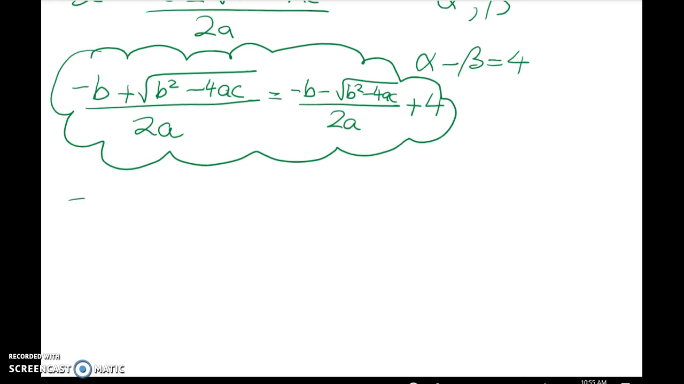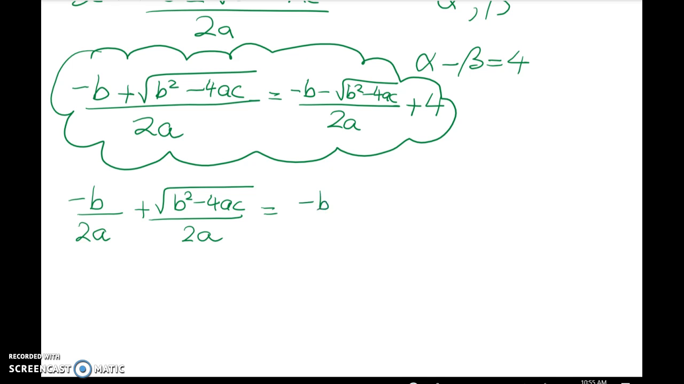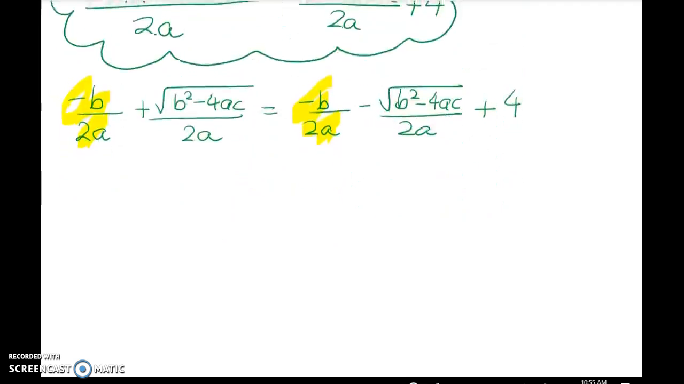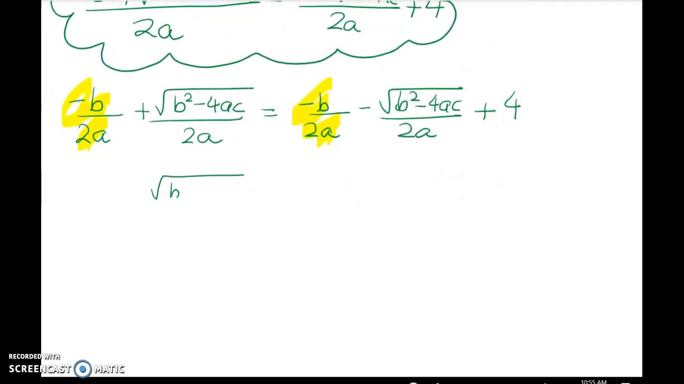So I'm going to do this really slowly. We're going to go negative b over 2a plus the root of the discriminant over 2a is equal to negative b over 2a minus the root of the discriminant over 2a plus 4. We're already thinking that that's good because we can see some simplifying coming. All right, so the next thing I can do is that I've got this term and this term are exactly the same, so we can subtract those from both sides.